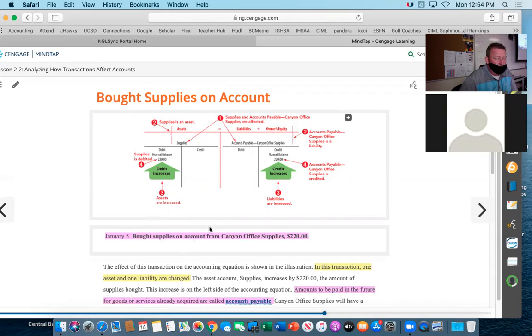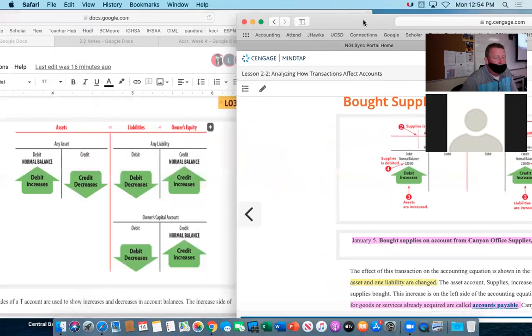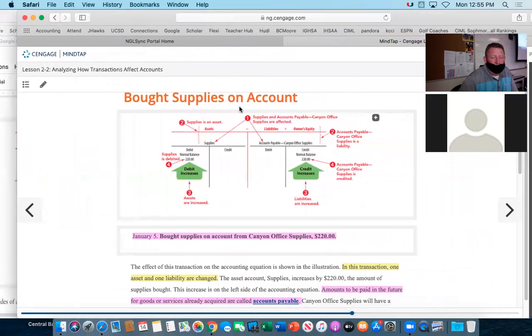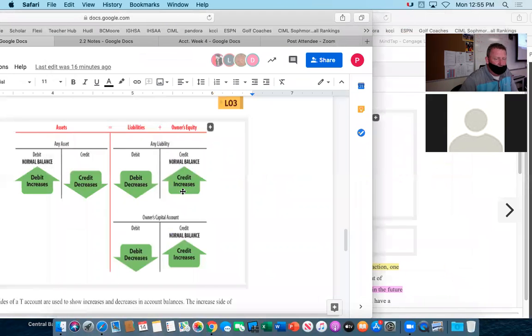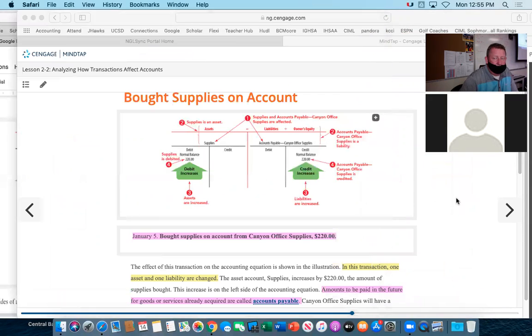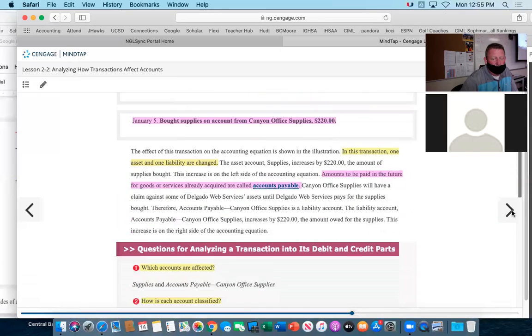What are we gaining? What two accounts are being affected? Bought supplies on account. So whenever we buy supplies, we are increasing supplies. How do you increase an asset? You debit it, right? Account from Canyon Office Supplies, accounts payable, Canyon Office Supplies, that means it's a liability. How do you increase the liability? You credit the liability. So we increase supplies here with the debit, we increase accounts payable with the credit. We must have a debit and a credit. The accounting equation must equal. Okay? And then they kind of explain it again down here.